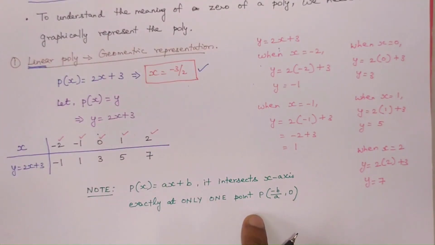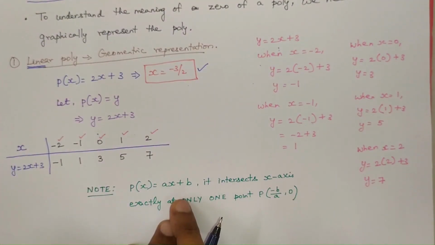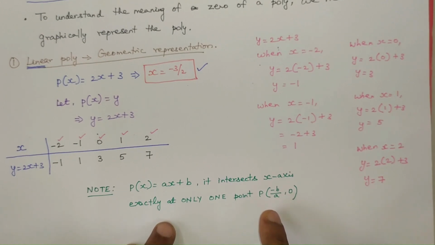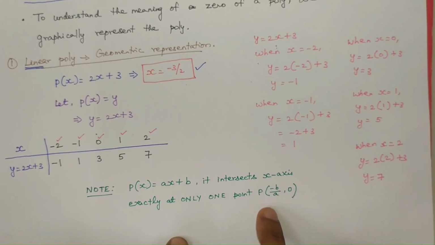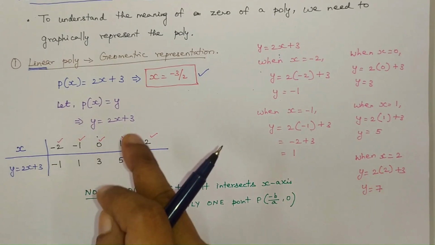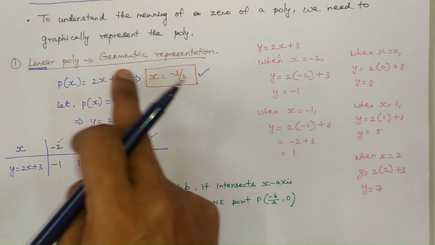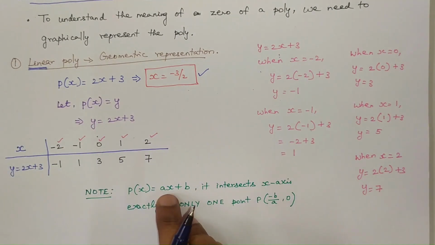Okay. So, for a general polynomial ax plus b, it intersects the x-axis exactly at only one point, and that particular point is minus b by a comma 0. Okay. So, this 0 means that the point is intersecting the x-axis. So, having understood the geometrical representation of a linear polynomial, now we will go on with the geometrical representation of a quadratic polynomial.